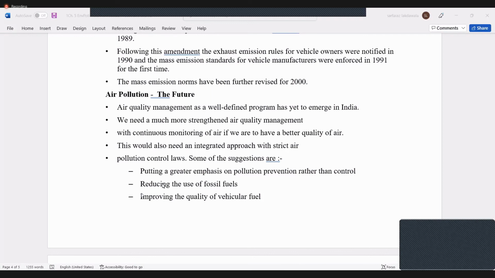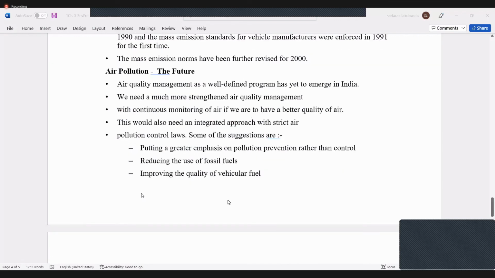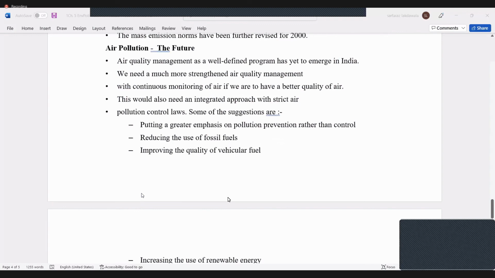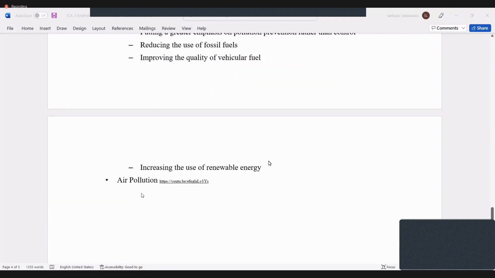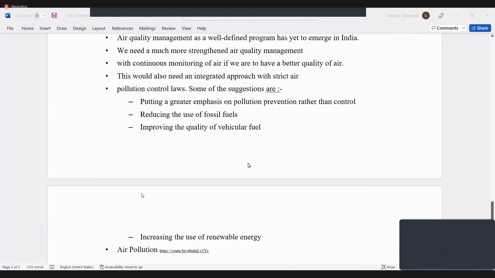Reducing the use of fossil fuels. If we start using renewable energy, or if we start using gobar gas and all that, then the fossil fuels will be given some break. Improving the quality of vehicular fuel. Already fuel is very costly, and good quality fuel is going to cost even more. So all these aspects have to be taken into account. Increasing the use of renewable energy. I told you this. So how do we increase it and make it available to every household?